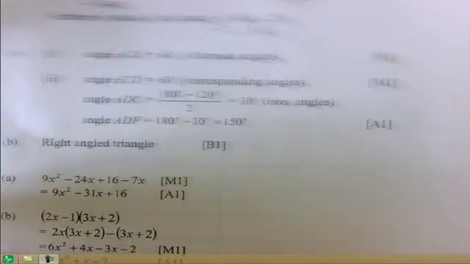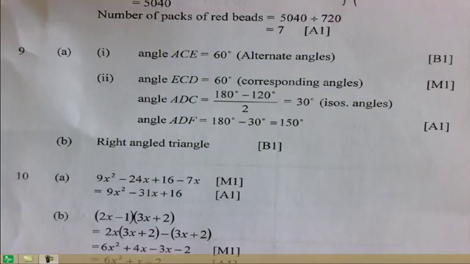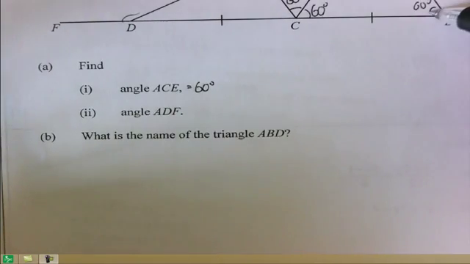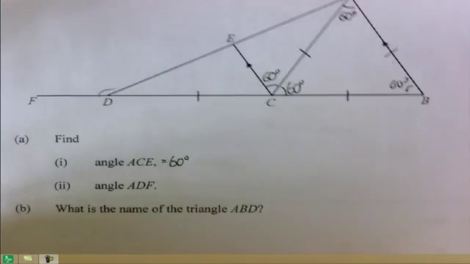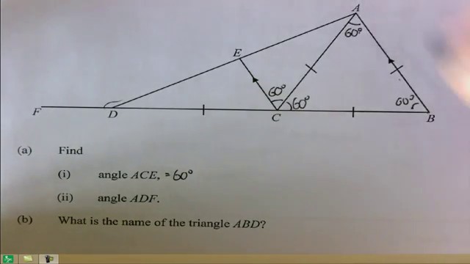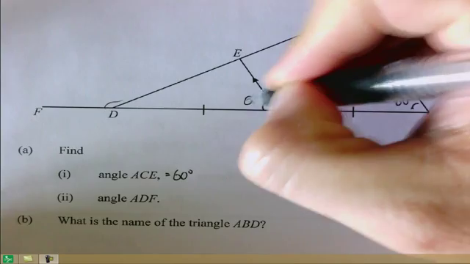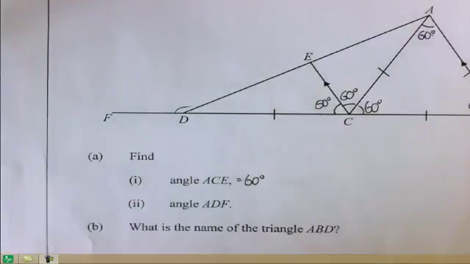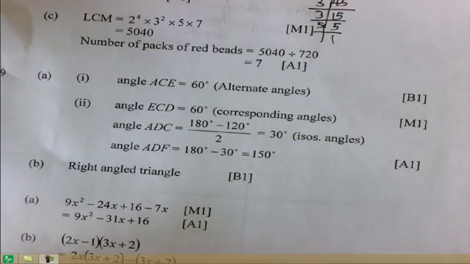Okay, here we have the working. Angle ECD is equal to 60 degrees because of corresponding angles. So basically, this is 60 degrees here. These two lines are parallel, so this is 60 degrees as well. So in the end, this angle here is also 60 degrees.